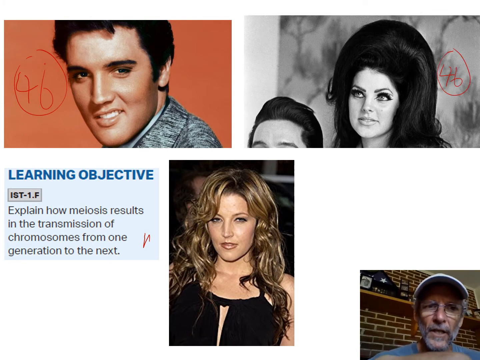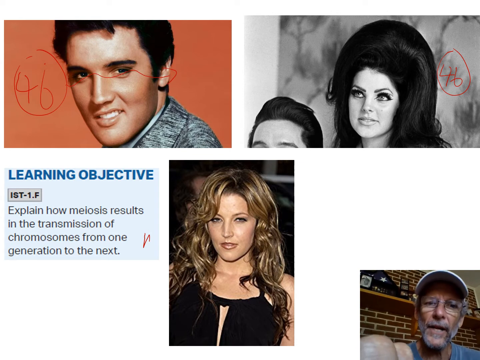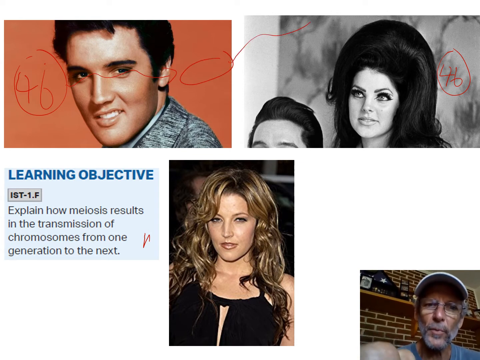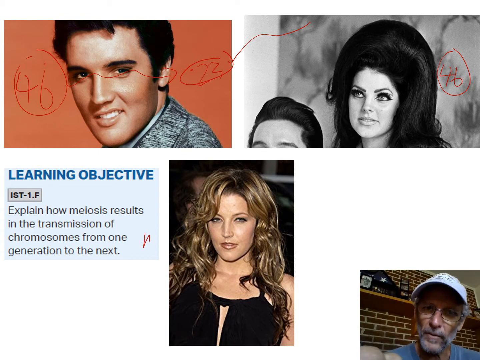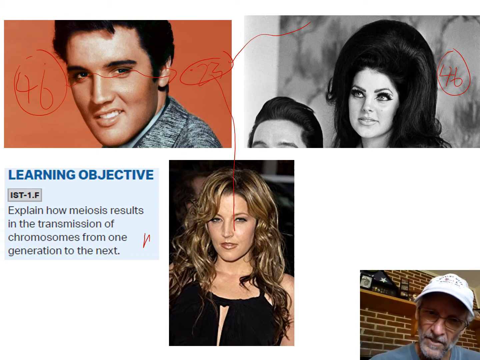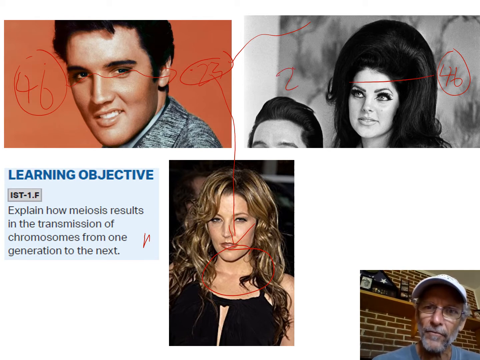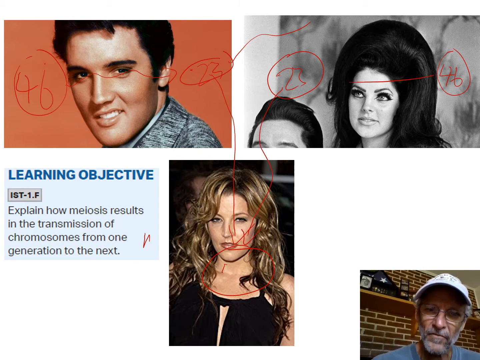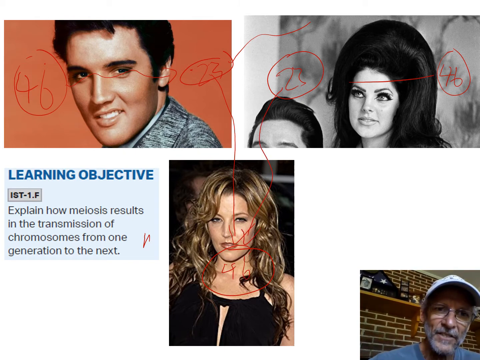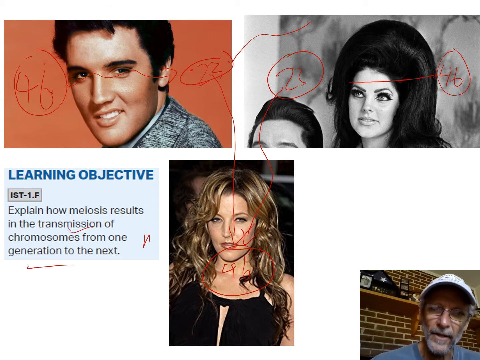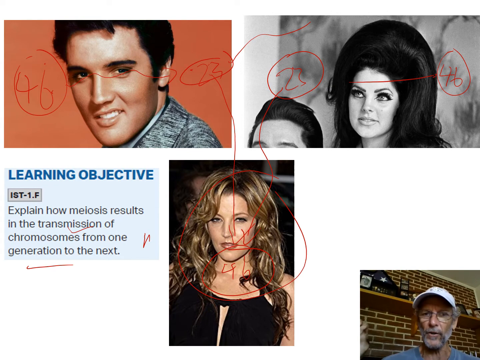But some of them are going to do this cell division, which produces cells with half of that number of chromosomes, which are on their way to this lovely lady, Lisa Marie. And when she gets 23 from each of her two parents, she again has 46. But these chromosomes have been transmitted to this wonderful generation.